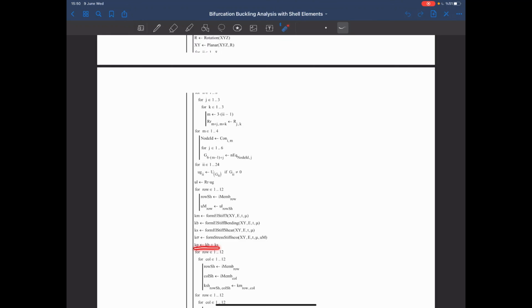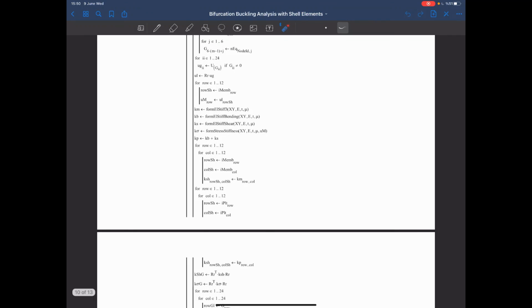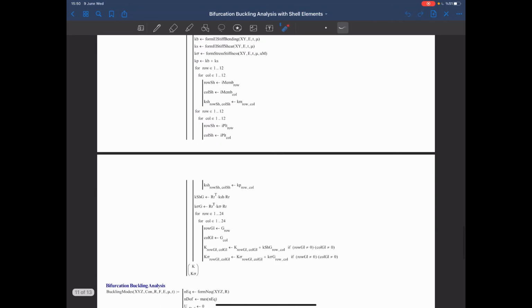So that's the plate stiffness. You add KB and KS, bending and shear stiffnesses, to obtain the plate stiffness. And then here I'm assembling the membrane matrix into the shell matrix, and assembling the plate matrix into the shell matrix. Now rotate the shell matrix and obtain the K shell.